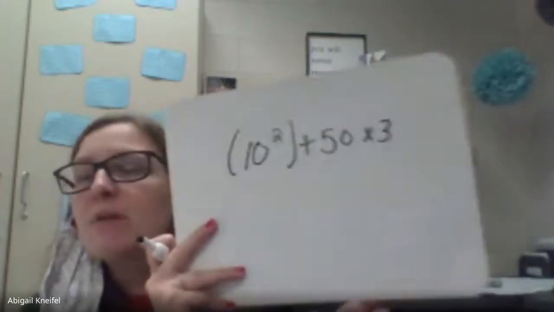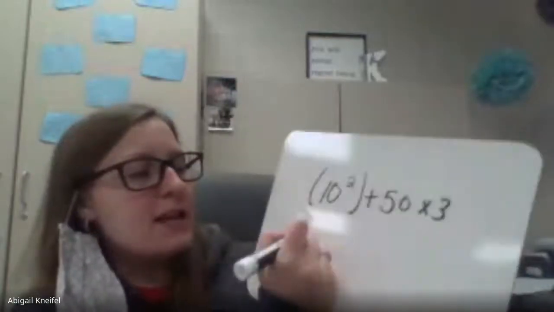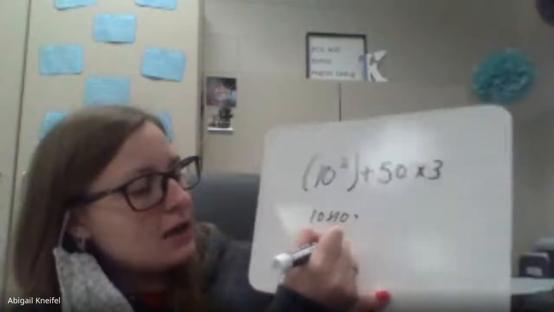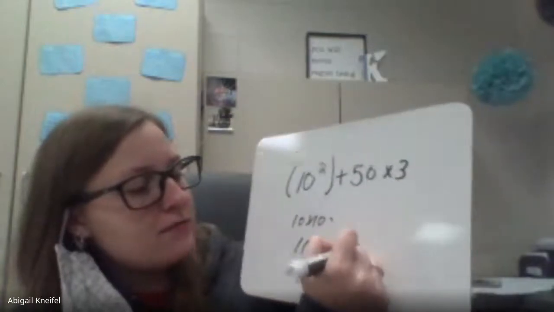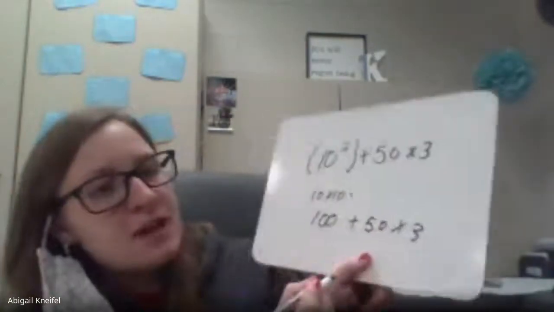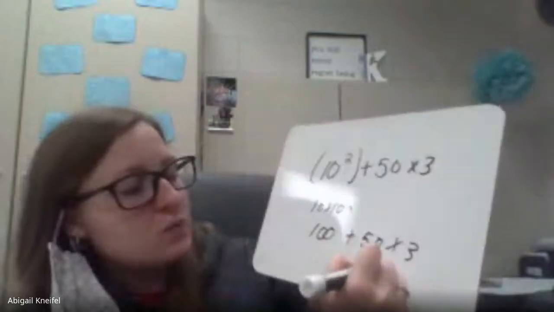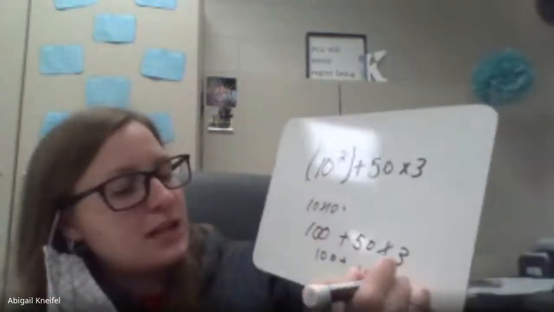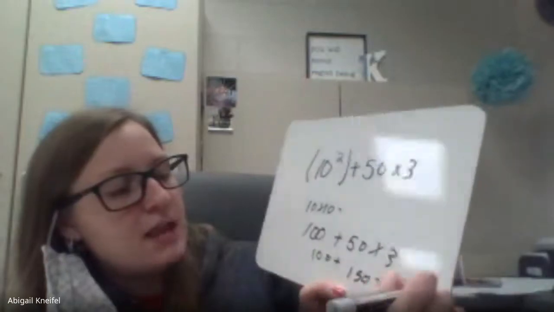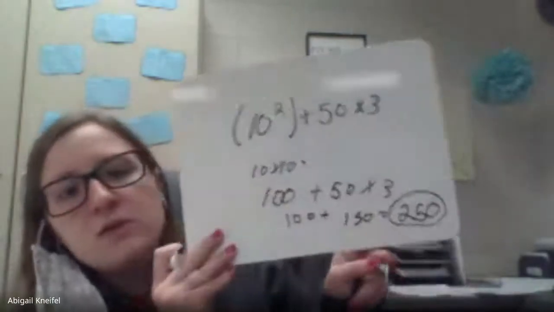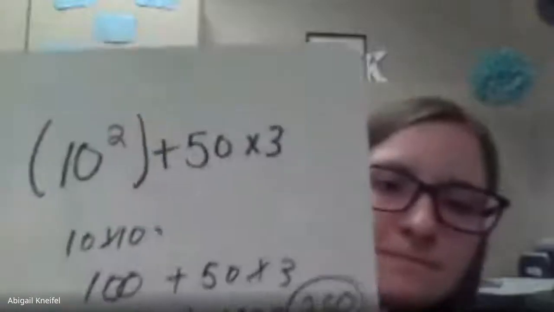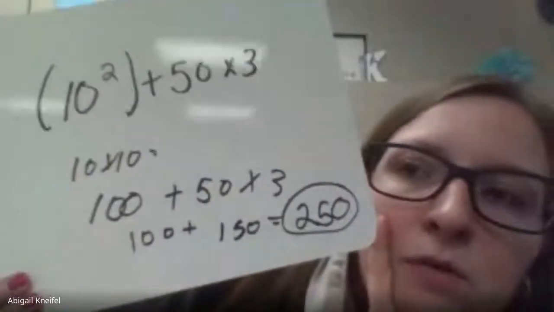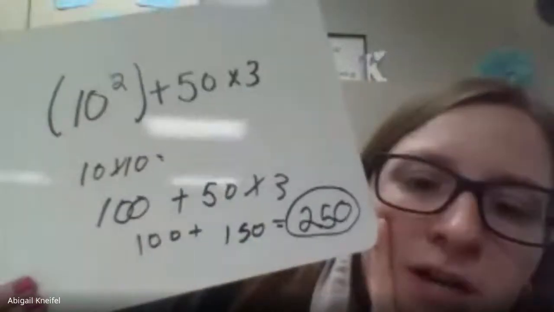All right, we are about out of time. So 10 to the second power is 10 times 10. 10 times 10 equals 100 plus 50 times 3. 50 times 3 is 150. So now I have 100 plus 150, which equals 250. Woohoo! 250 was that answer. We are out of time today, though, I believe.